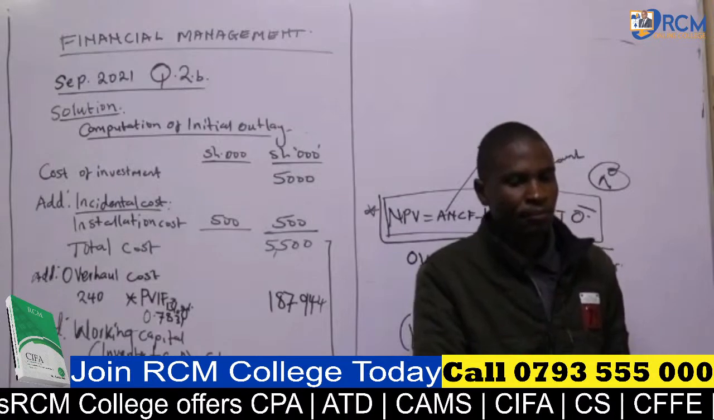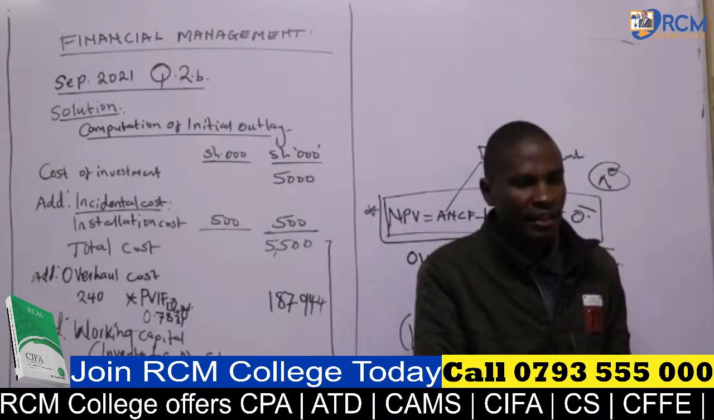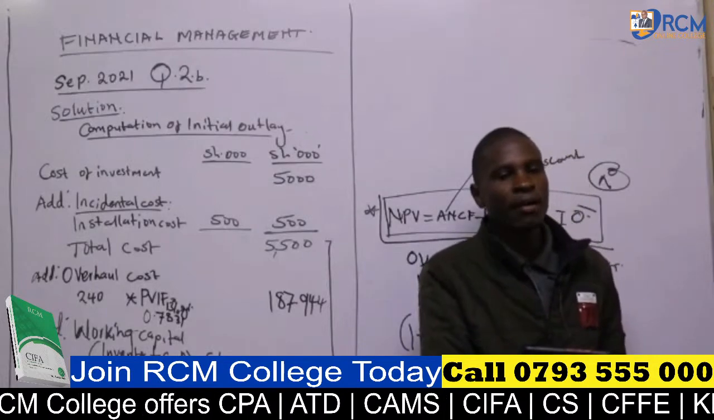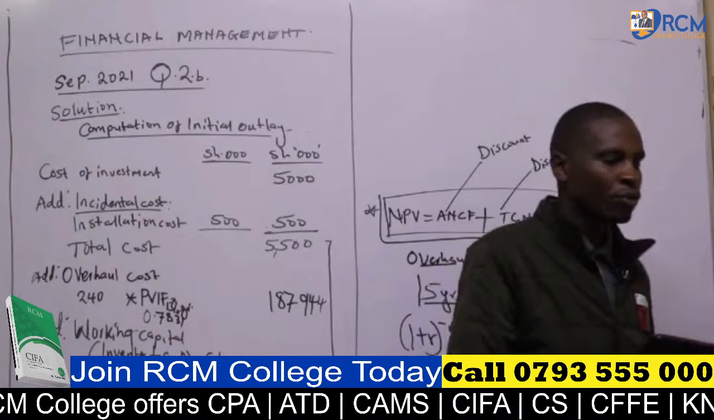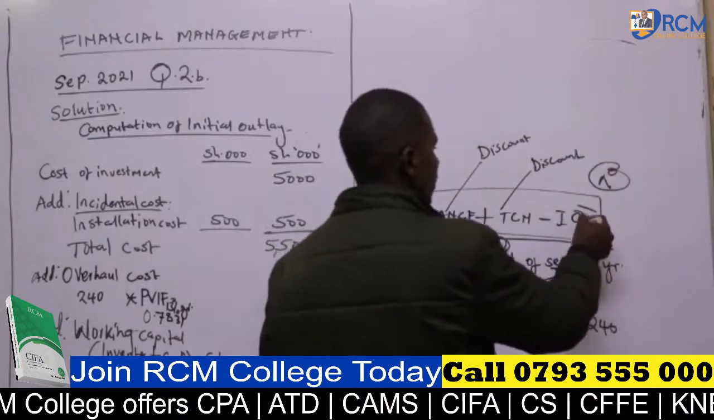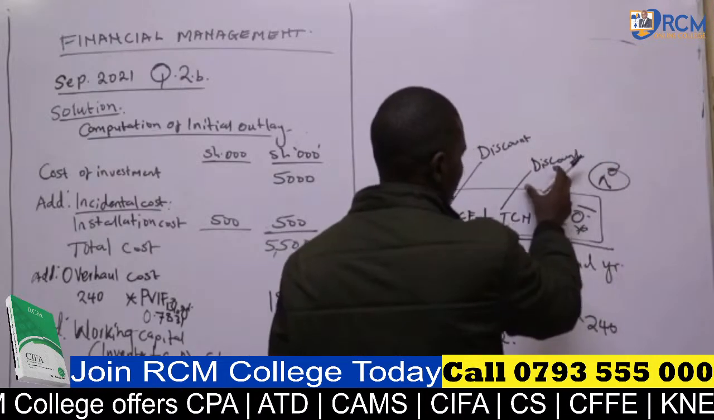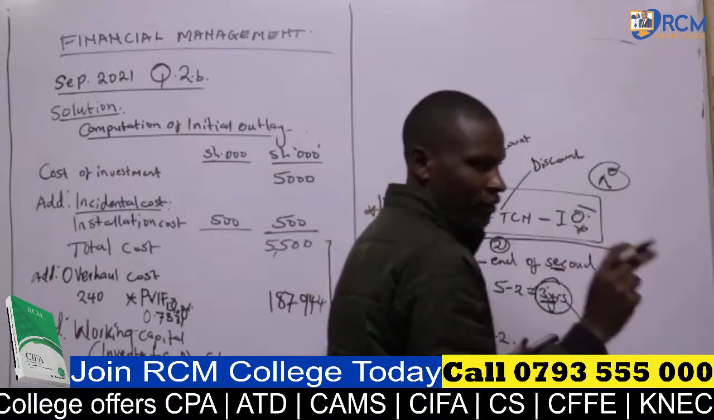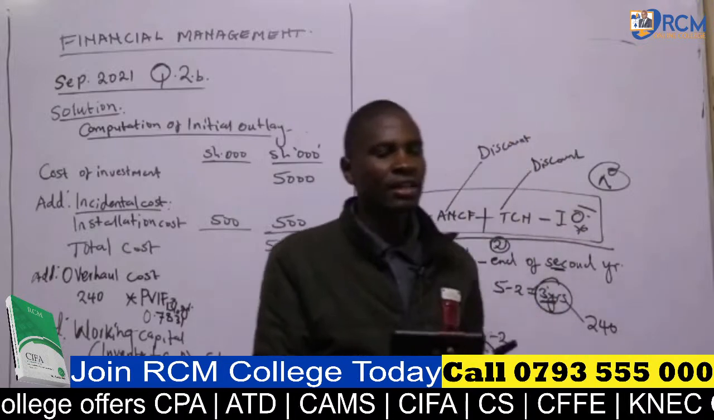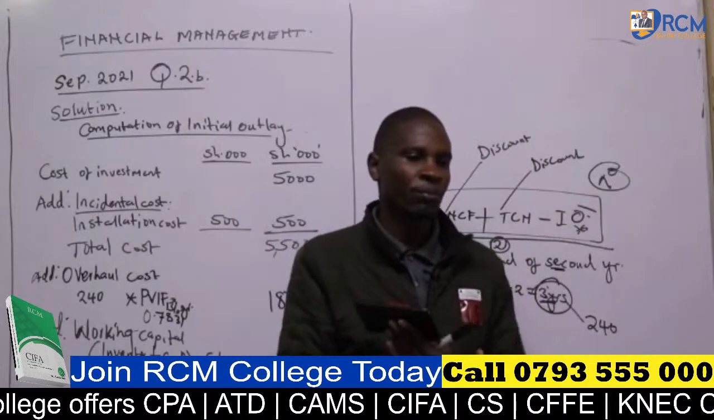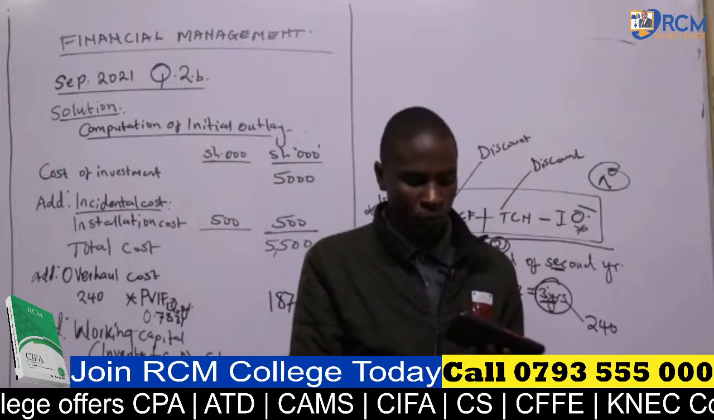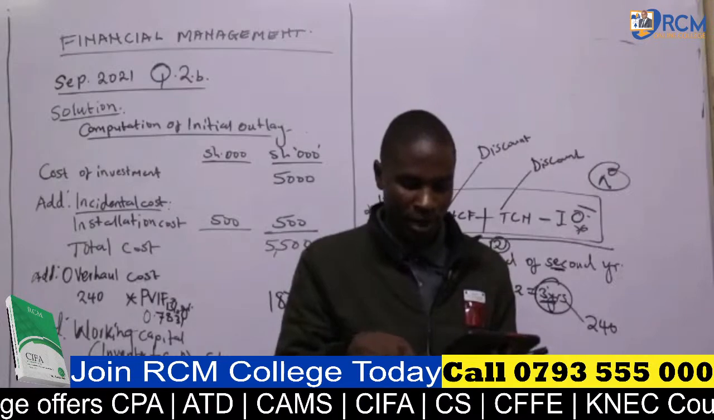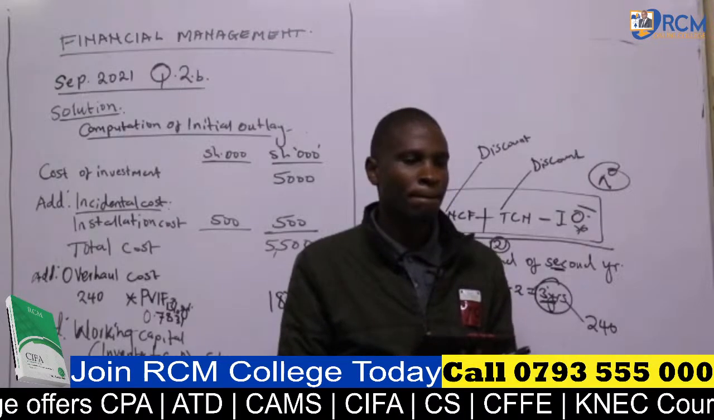Now, in regards to the computation of initial outlay, are we together? Because already now we have this, and I told you that initial outlay we don't discount. Now we want to go to the next part, annual net cash flow. We have 3 parts. Are we together in regards to computation of initial outlay? Just give me a signal whether we are together so that we proceed to the next part.